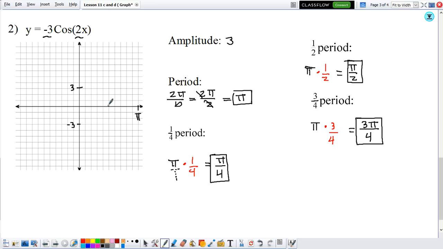Right here at the center, we're going to have half of a period, which is pi over 2. And half of a half, which is right here, that's 1/4 of the period, which we found to be pi over 4. And 3/4 of the period, which we found to be 3 pi over 4.